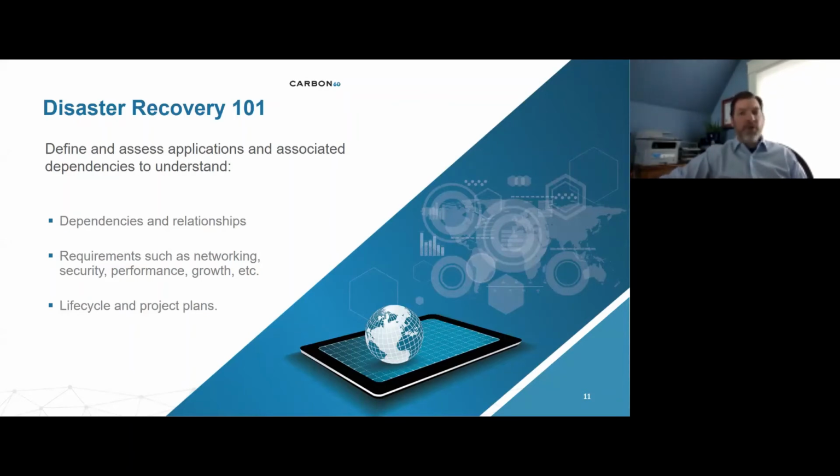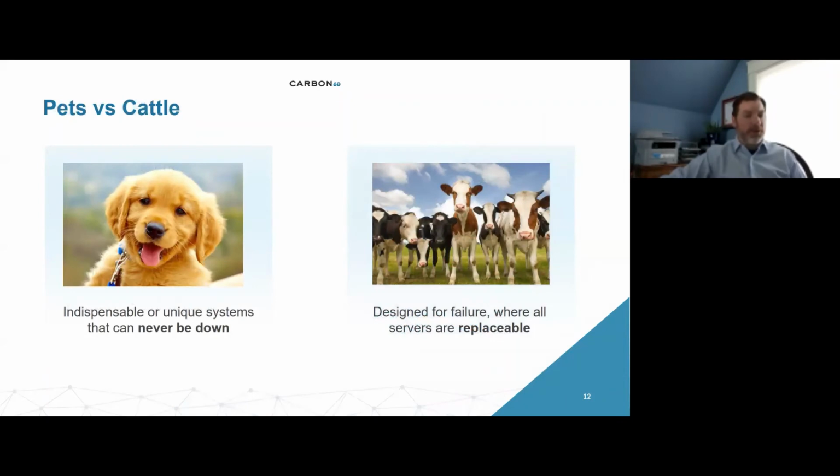So basically, once you have all of this, you start to look at mapping out a solution. Now, I want to talk about the applications themselves in a unique approach here. I don't know if anybody's ever heard of the pets versus cattle discussion. Essentially, it's the difference in architecture and design of systems.